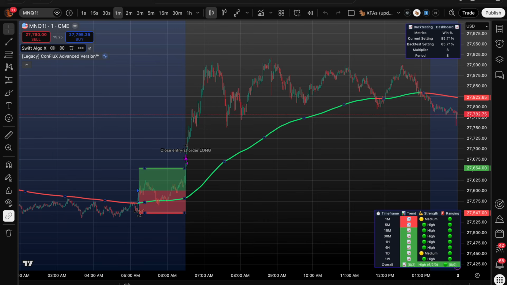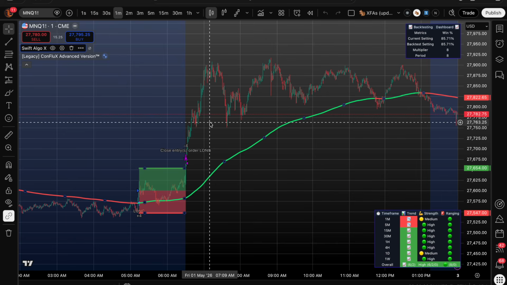Then of course, if I have no trades from Asia or London session, then I'll keep New York session on. But if I'm actually happy with the profits from Asia and London session, then there's really no need to trade New York session. So that's basically my strategy using the Swift Algo X as well as the Conflux.